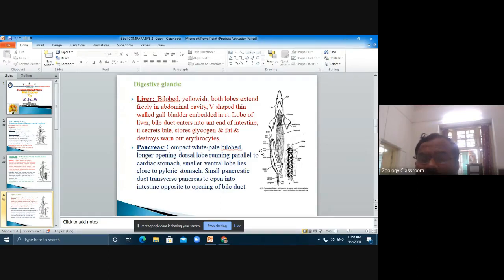So these pancreatic ducts traverse, meaning they come out from the tissues of the pancreas, and open into the intestine opposite to the opening of the bile duct. Meaning the bile duct opens separately into the pyloric stomach, while the pancreatic duct from the pancreas opens separately again into the stomach. There is no fusion or union of the bile duct and the pancreatic duct, so there is no combination. A combined tube is not formed in the case of fishes. It is formed in the amphibia.